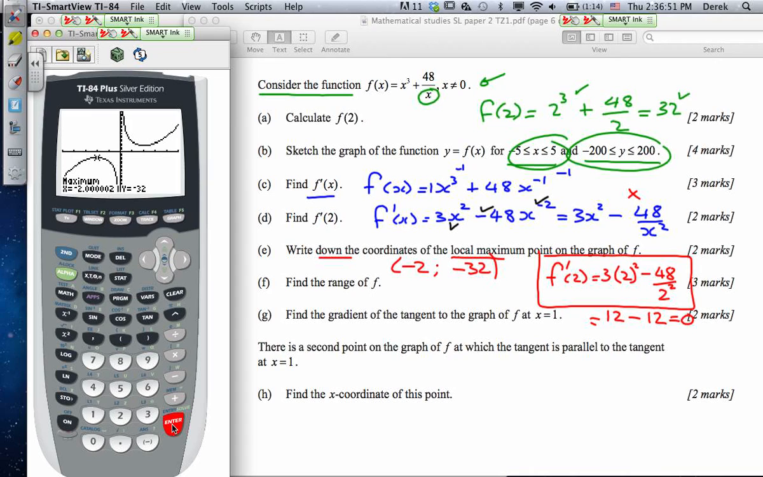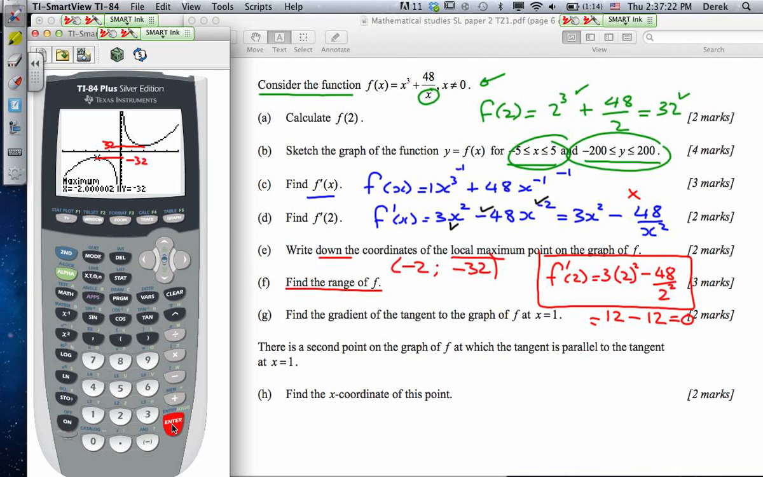Now in the next part we're going to find the range of f. Now the range is from where to where on the y-axis. Now if I'm looking at this graph, can we see that on the y-axis the maximum point goes up to there, and then it goes there. So this is negative 32. If you find the local minimum here, this is actually 32.